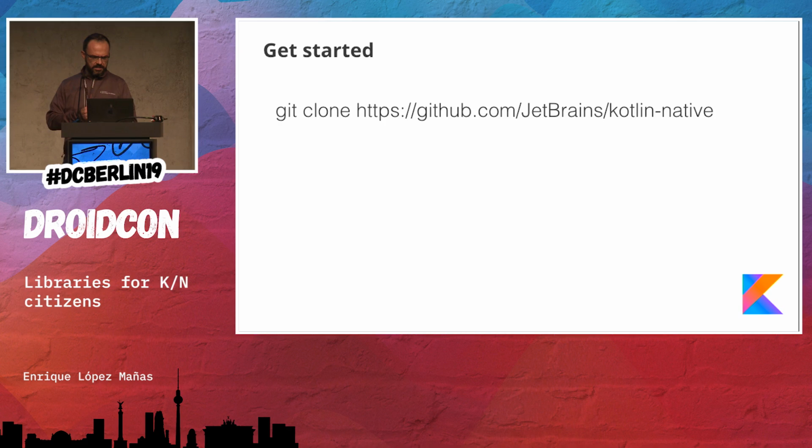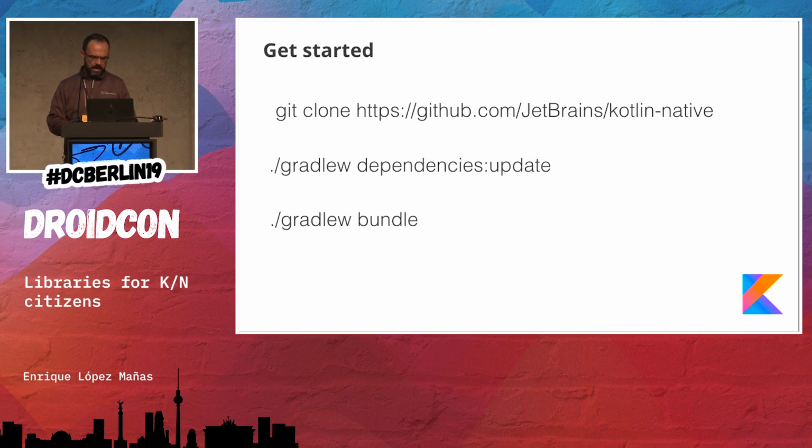Now, in order to get started, you can download the compiled version, or you can compile it yourself. In order to do that, you would need to clone this repository, update the dependencies, and bundle the entire package. If you want to work on a plane and you haven't done it before, I recommend you actually call the bundle before jumping onto any plane, because that can take a significant amount of time.